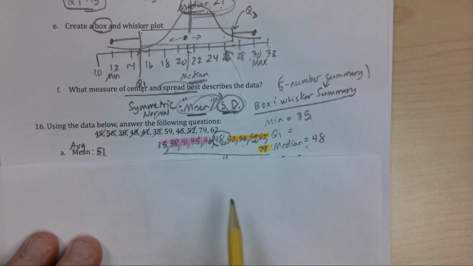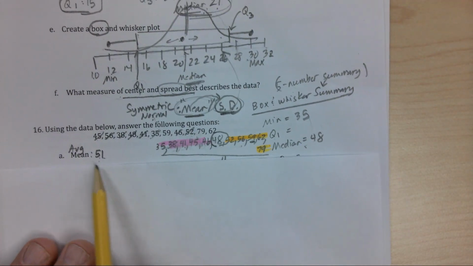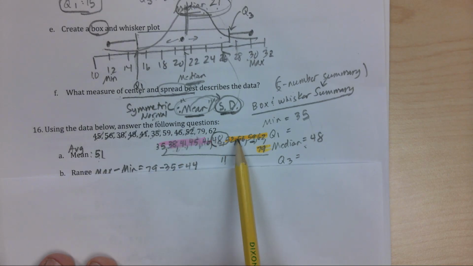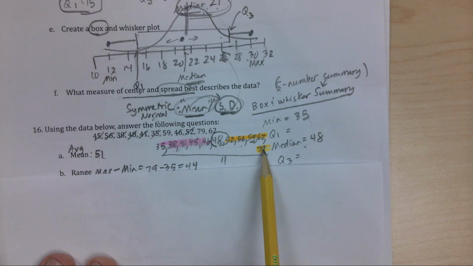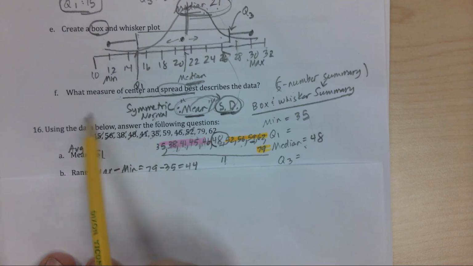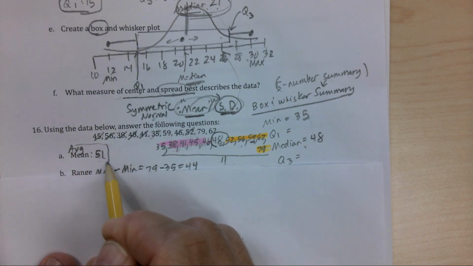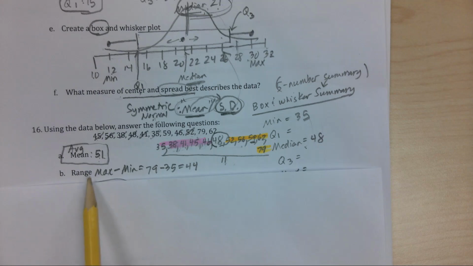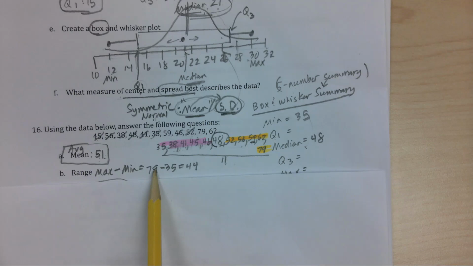Now, I've already calculated the average because I counted 1, 2, 3, 4, 5, 6, 7, 8, 9, 10, 11. I snuck that 11th one in right there. So you add them all up, divide by 11, you'll get 51. So keep track of that. That's our average or our mean. Now let's just keep moving along here. What's the range or the spread? Well, it's the maximum minus the minimum. Largest number minus the smallest, 44.